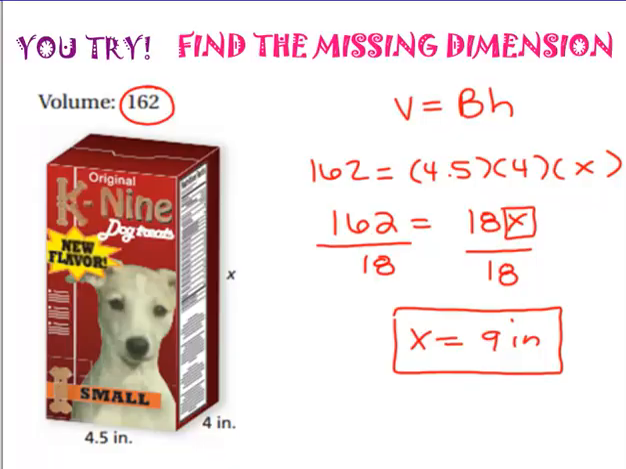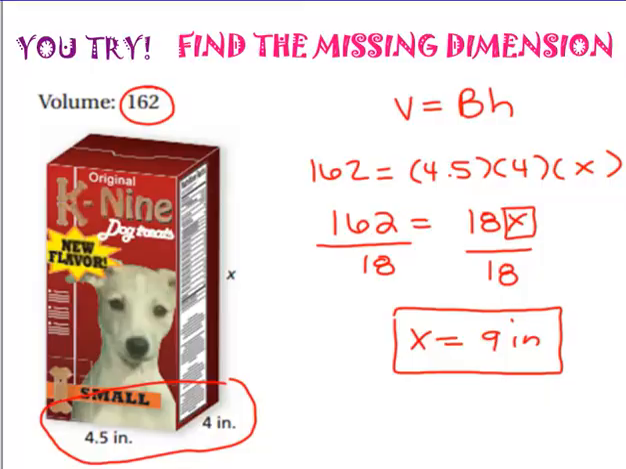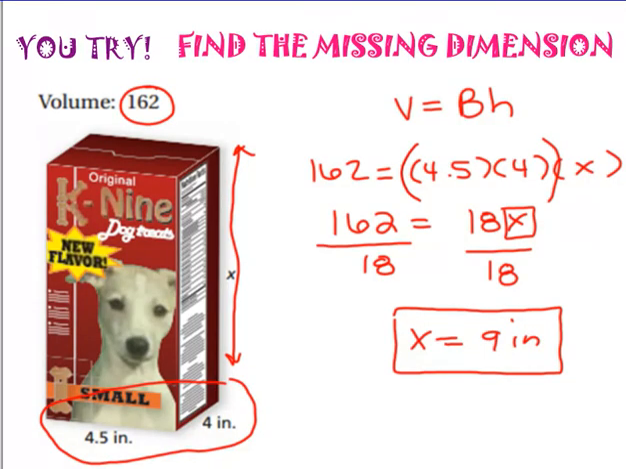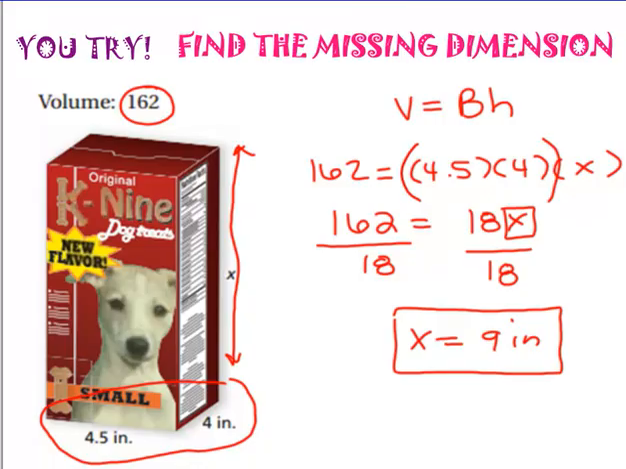So this is a box of dog treats, and it gave us the volume of 162. So we have 162 equals. It gave us all of the dimensions for the base, 4.5 times 4, but it's missing the height of the entire prism, so we call that x. So 162 equals 4.5 times 4 is 18, and 18 times x is 18x. Divide both sides by 18 and you end up with x equals 9 inches.